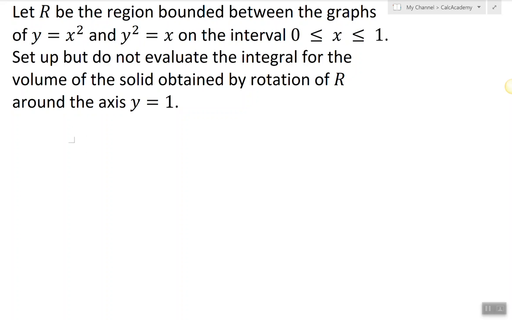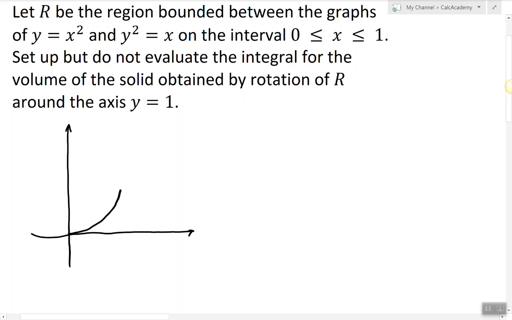And the region is between the graphs of y equals x squared, which is the upright standard parabola, and y squared equals x, which is the sideways parabola, or the piece that we are graphing is the same as the function y equals square root of x.